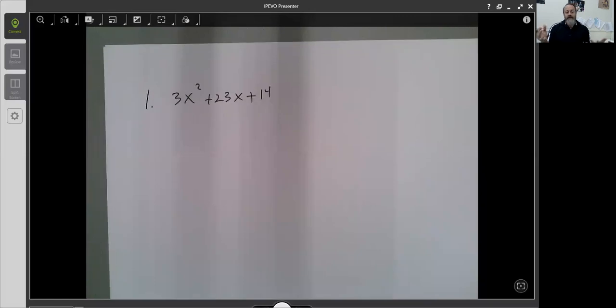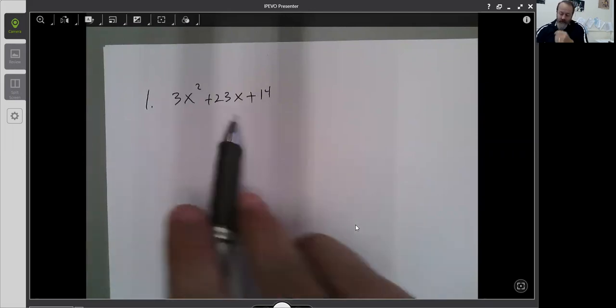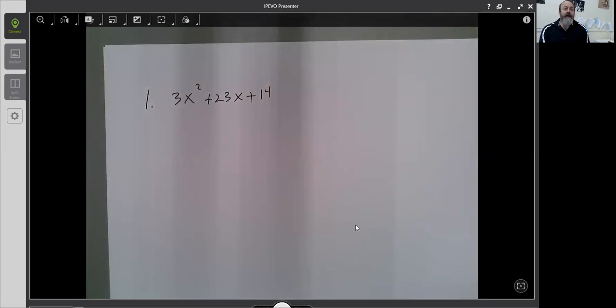So the first question that I wanted to look at with you is this particular problem, 3x squared plus 23x plus 14. And what I see right off the bat is that there is not a negative to be had in that problem. So we don't need to deal with any kind of negatives or anything like that. Everything is going to be positive, and that's amazing.